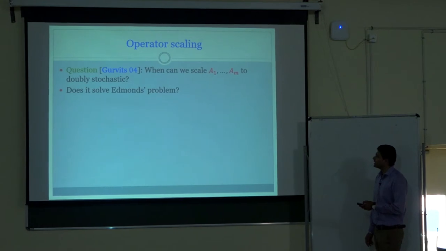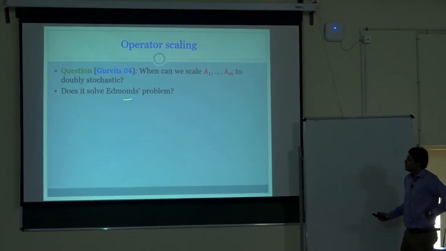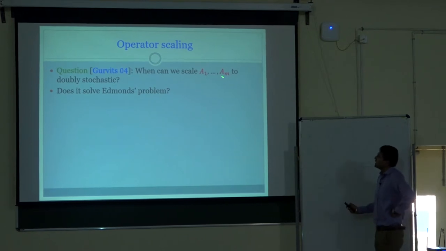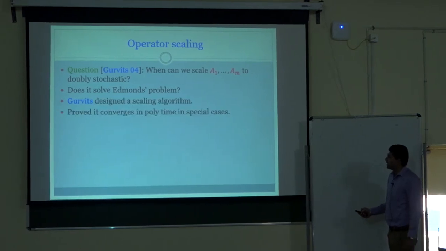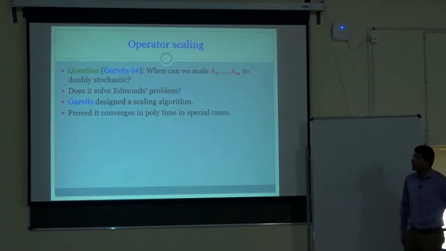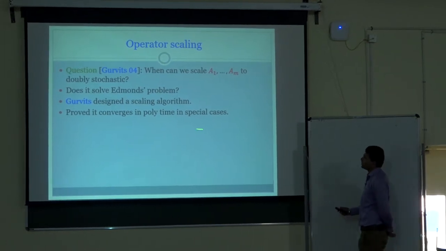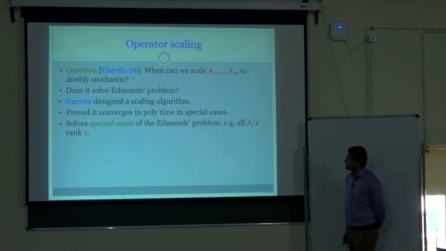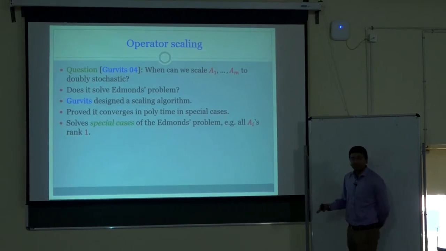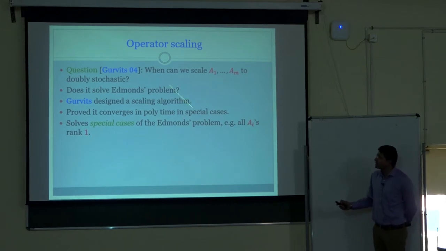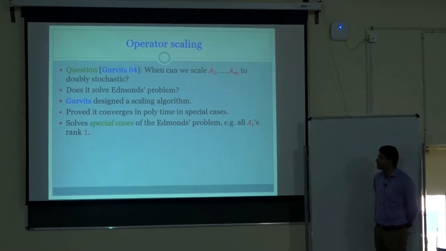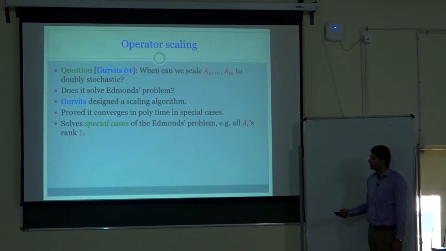So what is the connection to Edmonds' problem? The natural question is: when can we scale A1 to Am to this doubly stochastic position, and does it solve Edmonds' problem for us or not? Gurvits designed some scaling algorithm, generalizing Sinkhorn's scaling algorithm, and he proved that it converges in polynomial time in some special cases. In fact, he proved that this algorithm solves some special cases of Edmonds' problem. When all the Ai in Edmonds' problem are rank 1, the algorithm that Gurvits defined converges. So there is a connection, and this is something not to be forgotten.